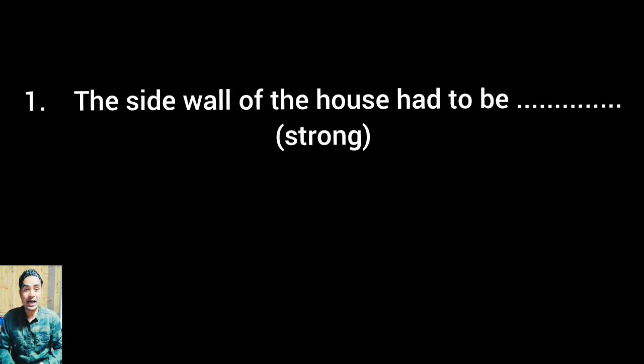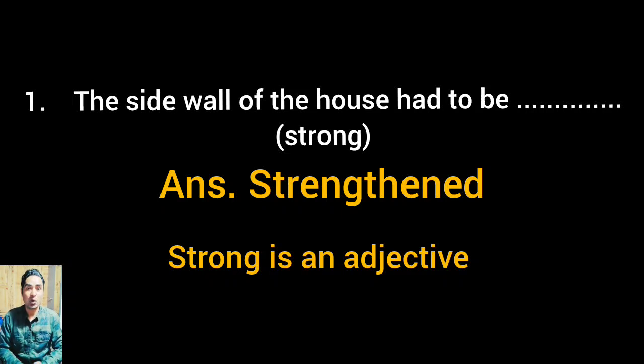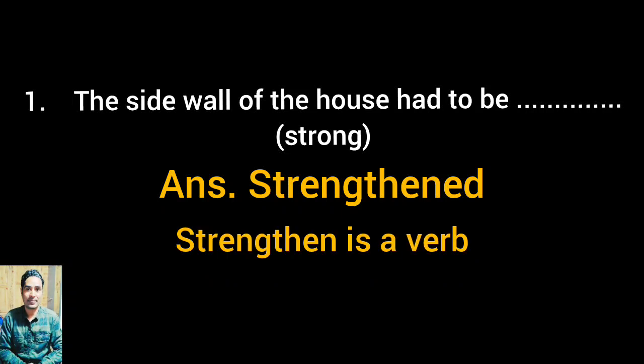You have to use the correct parts of speech of the given word. The side wall of the house had to be dash dash. The word is strong. The correct answer is strengthened. But why? Because strong is an adjective. We need a verb over here, the third form of the verb. Strengthened. Strengthen is a verb. Had to be strengthened. Passive of to infinitive.